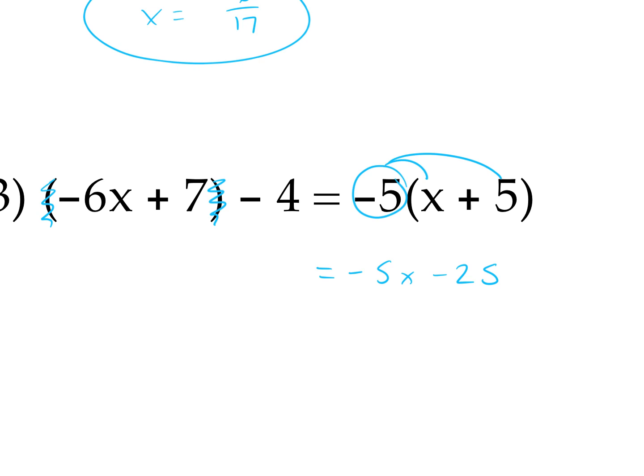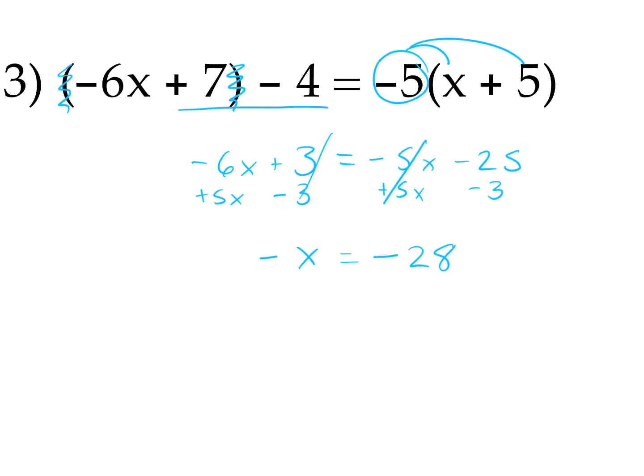What are the like terms that we have on the left? 7 minus 4 would be what? 3. So negative 6x plus 3. What could we do next? We can add 5x, move the x's to the left side. And what else can we do? Subtract 3. So we get negative x is equal to negative 28.